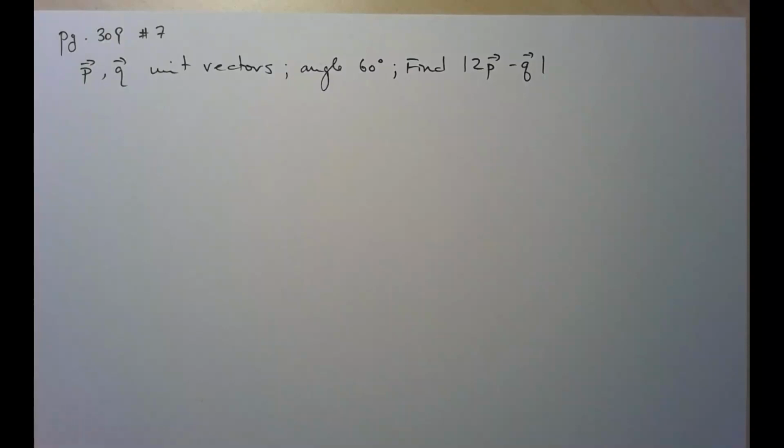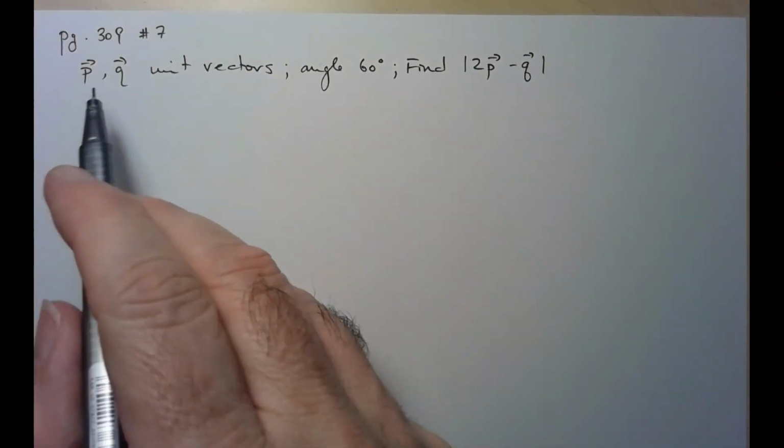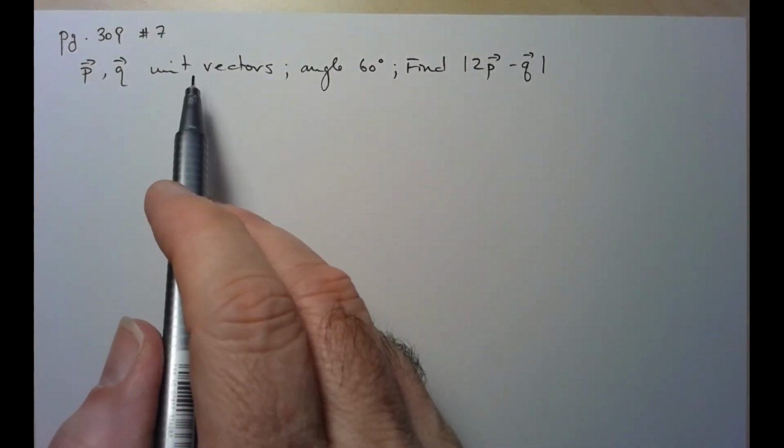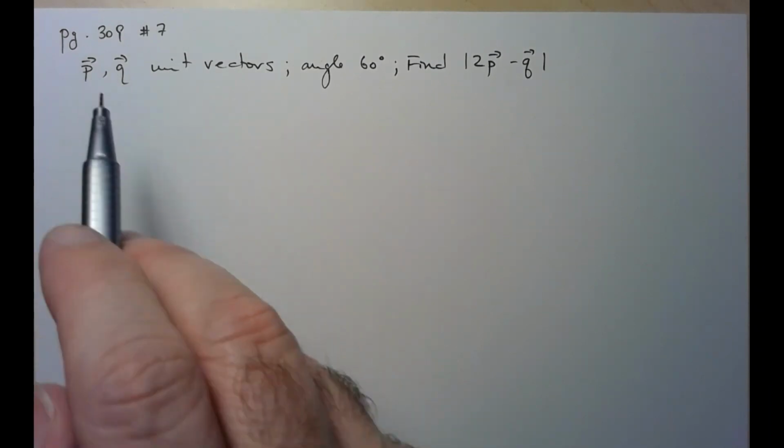Hi folks, we're going to take a look at page 309, number 7. So here they give us two vectors P and Q, and they tell us that they're unit vectors. So we recognize that as meaning that their magnitudes are both 1.